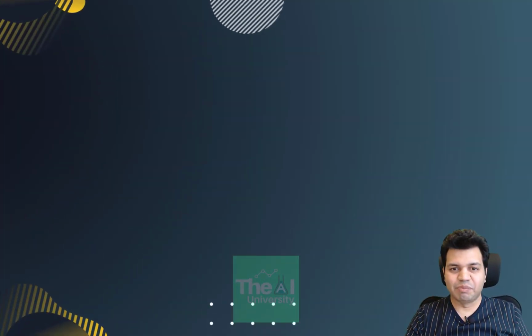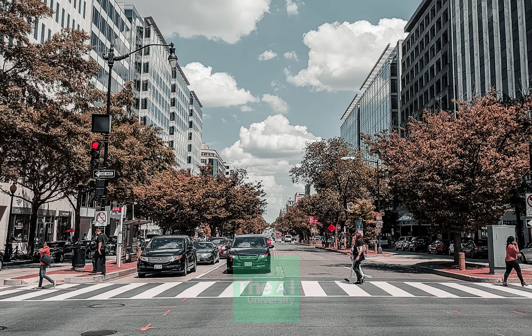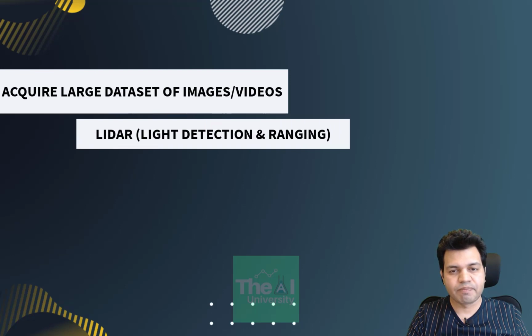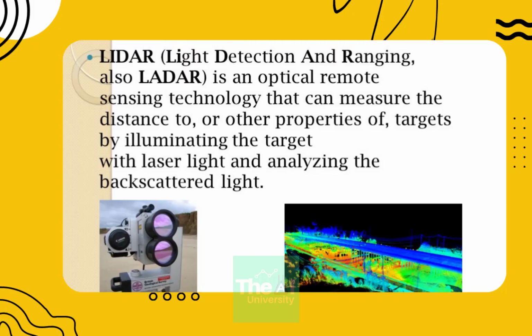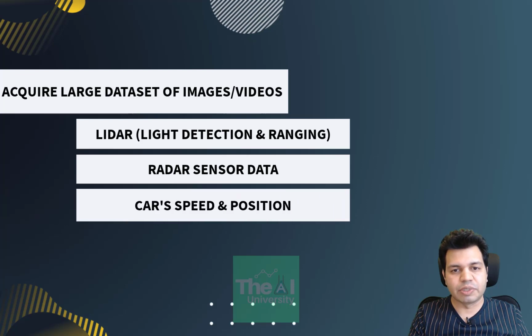The first step in building a deep learning model for self-driving cars is to acquire a large dataset of images and/or videos that will be used to train and test the object detection model. This data can include images of cars, stop signs, crosswalk signs, speed limit signs, traffic lights, buildings, roads, intersections, and even vegetation. Then there is LiDAR, which is light detection and ranging, which is nothing but a remote sensing method used to examine the surface of the earth. And then there is radar sensor data and information about the car's speed and position.